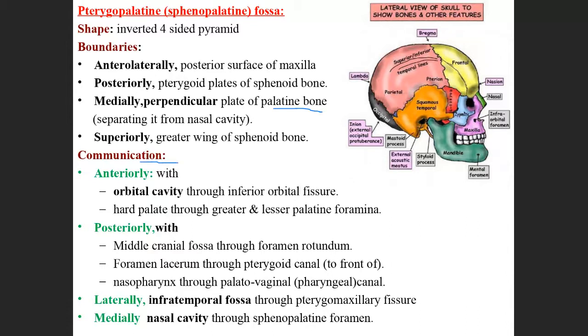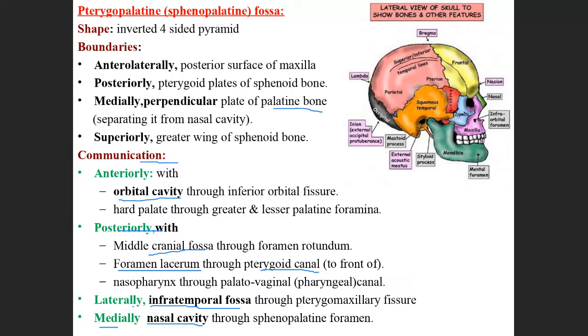So where is it all connected? Anteriorly it is connected with the orbital cavity, and posteriorly it is communicating with the middle cranial fossa and foramen lacerum through the pterygoid canal. So here you remember where they are all connected: laterally it is connecting with the infratemporal fossa and medially to the nasal cavity. Why are these communications required?